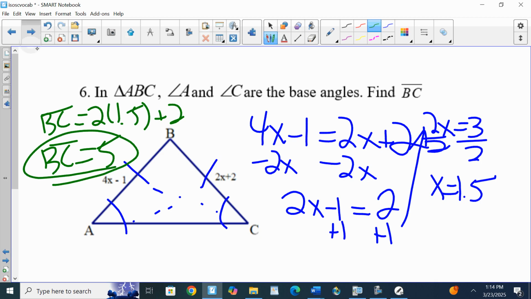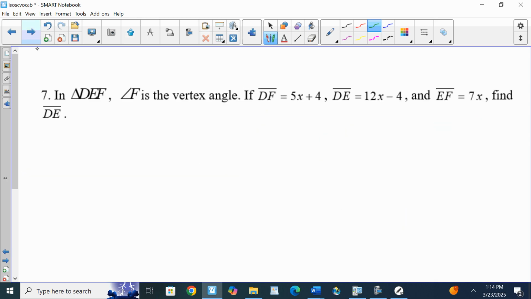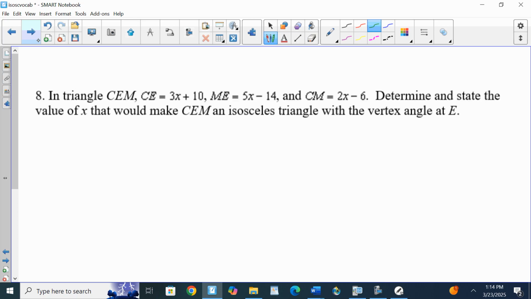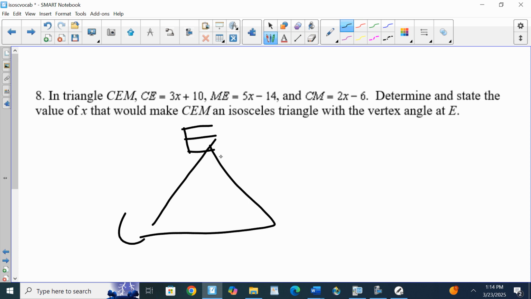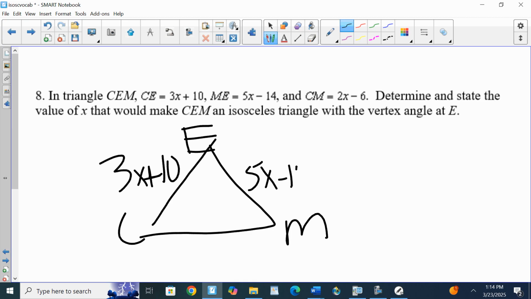Is there anything else to talk about here? It's the same thing. Let me just start this one. It says that in triangle CEM, CE is 3x plus 10. ME is 5x minus 14. CM is 2x minus 6. And it says the vertex angle is E.